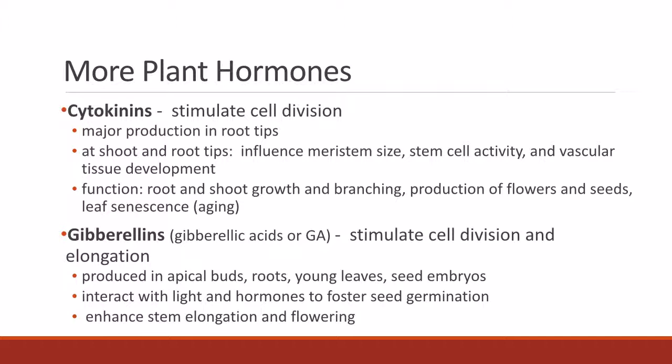Gibberellins, or gibberellic acids, stimulate cell division and elongation. Gibberellins are produced in apical buds, roots, young leaves, and seed embryos. The hormone interacts with light and other hormones to foster seed germination. The hormone also enhances stem elongation and flowering.